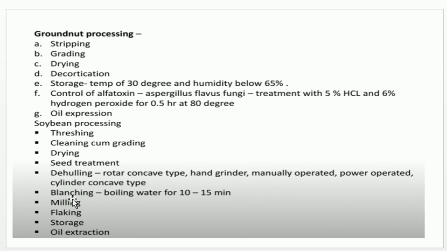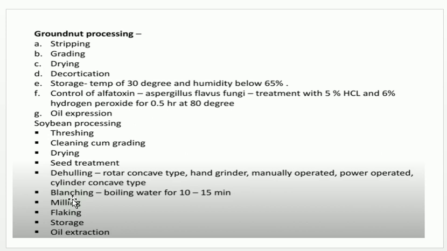In the case of soybean processing, the following operations are generally carried out: threshing, which is the process of removing the grain from the plant. After that, cleaning and grading, and after that, drying. After that, the seed treatment process is carried out, generally by using chemicals. And soybean has around 40% protein and 20% oil.